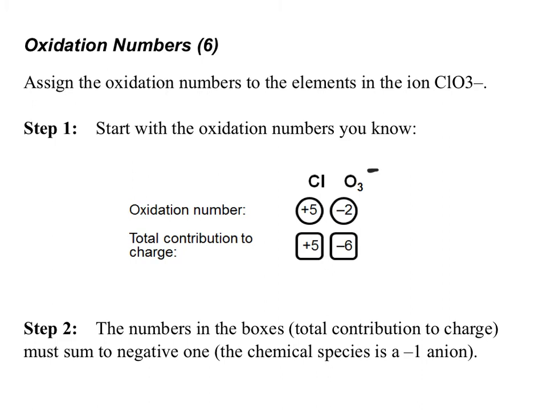Alright, how about we assign the oxidation numbers to the elements in the ion ClO3-. Well, start with the oxidation numbers you know. Oxygen is always -2. Chlorine, another group 7 species, should be -1. But because we have 3 oxygens, each with a charge of -2, making a total charge of -6, and the overall charge of the species is only -1, it means that the chlorine has to be +5, so that 5 minus 6 gives -1, the total charge. This makes the oxidation number of chlorine +5.